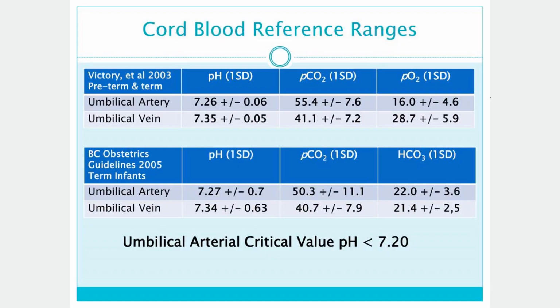Okay, so now these are your reference ranges for the cord blood gases. Usually if the pH is less than 7.20, we get a little bit worried. It's probably more of a metabolic cause if it's less than 7.0. And you're also looking at the base excess. So a base excess of greater than -12 indicates fetal acidemia. Okay?